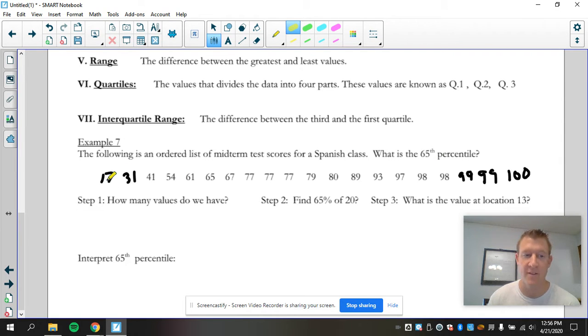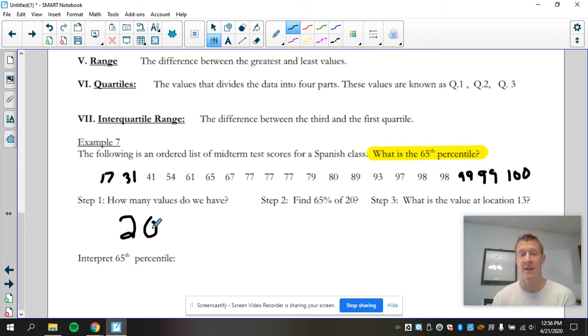So here I've got a list of 20 numbers: 1, 2, 3, 4, 5, 6, 7, 8, 9, 10, 11, 12, 13, 14, 15, 16, 17, 18, 19, 20. Let's say the question is, what is the 65th percentile? Here's how you do it. Number one, how many values do you have? Well, I've got 20 values. It's like thinking about 20 students.